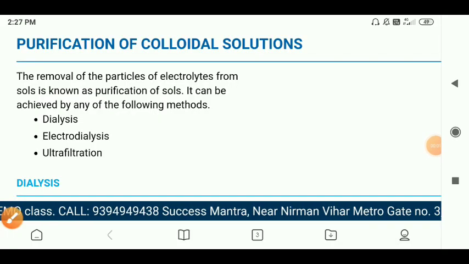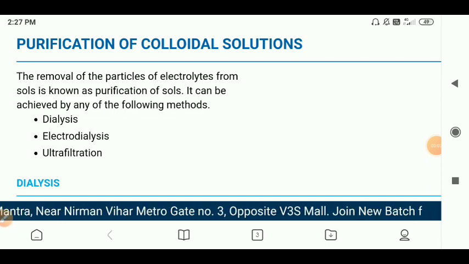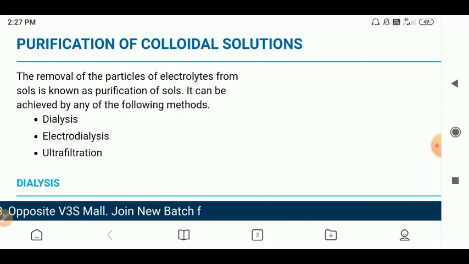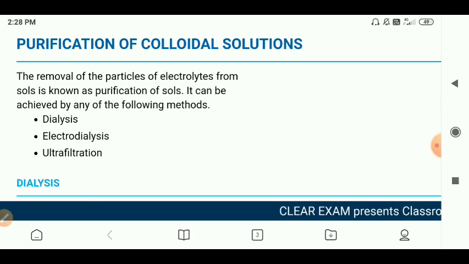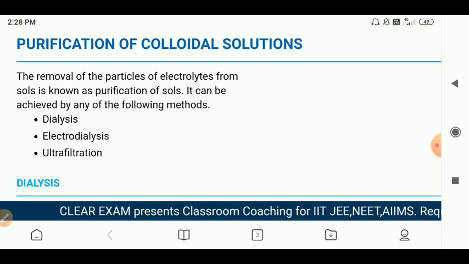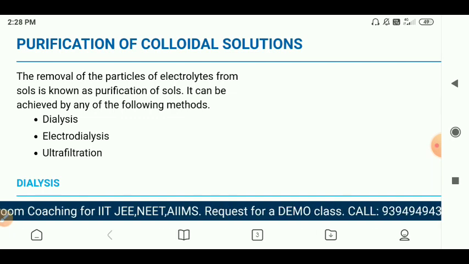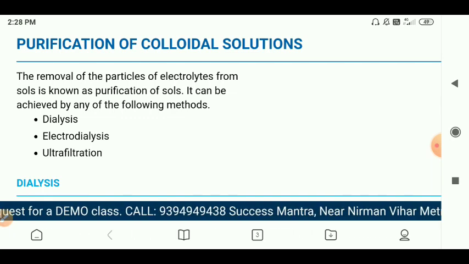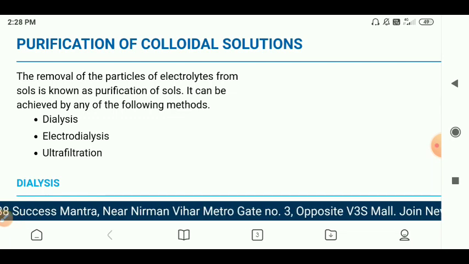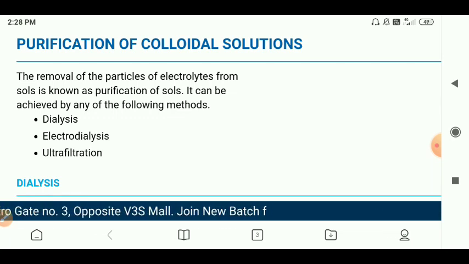Purification of colloidal solution: the removal of the particles of electrolyte or salt is known as purification of sol. It can be achieved by any one of the following methods. The first one, dialysis. The second one, electrodialysis. The third one, ultrafiltration. First, I will say orally what dialysis is: a washing method. The colloidal solution is washed using water. Such a method is called dialysis, like kidney dialysis. Kidney dialysis takes place based on this dialysis method. Next, electrodialysis is ordinary dialysis with the application of electric current. We apply electric current and wash the colloidal solution. After washing, you will get the pure colloidal solution.